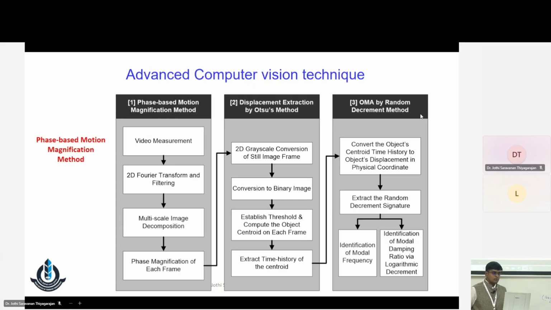Some of the advanced computer vision techniques that we have carried out: one is the phase-based motion magnification method. I hope you understand from the term motion magnification. Has someone heard about this technique earlier? Suppose you have a vibration which is very small. Let us assume this fan. Is this fan vibrating? Yes or no? This one? No?